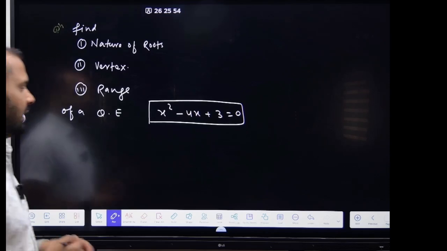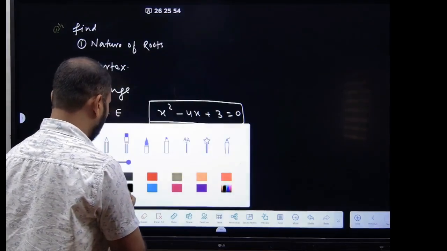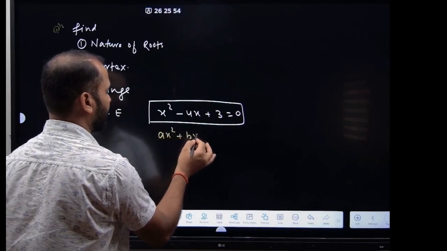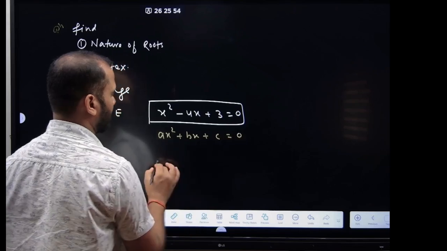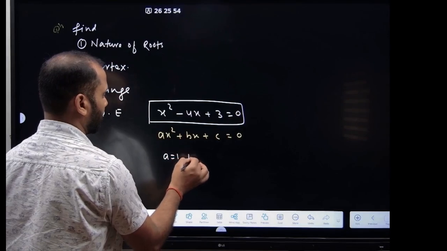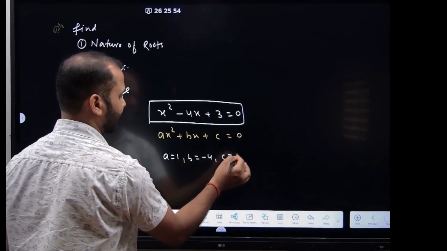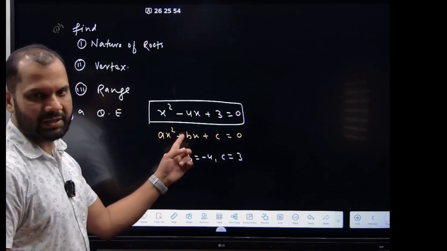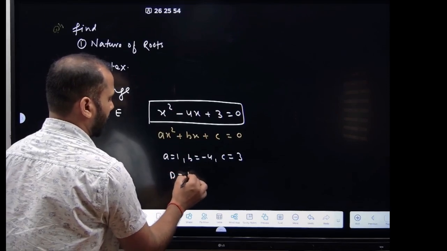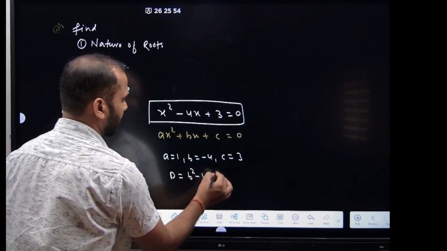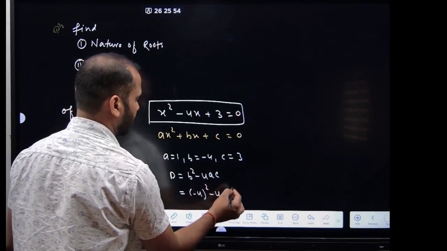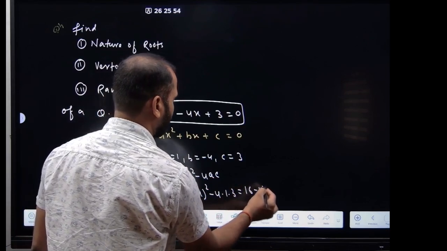So what I will be writing, I will compare with our normal quadratic equation. What is the normal? Ax square plus bx plus c is equal to 0. So from here what can you say? A is 1, b is minus 4, c is 3. Yes or no? Because b is equal to minus 4. So from here you calculate d. How much is d? B square minus 4ac. B square means minus 4 whole square, minus 4 into 1 into 3. 16 minus 12.